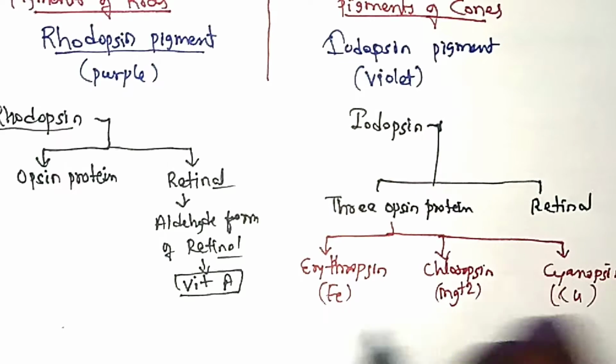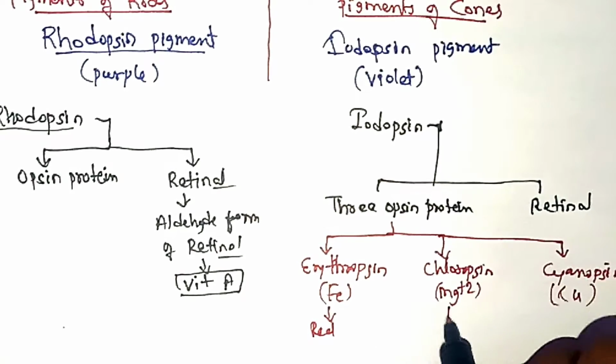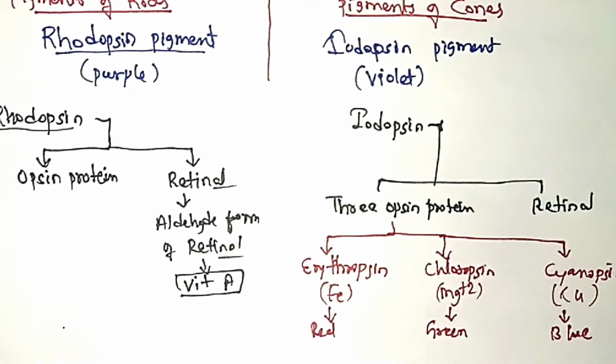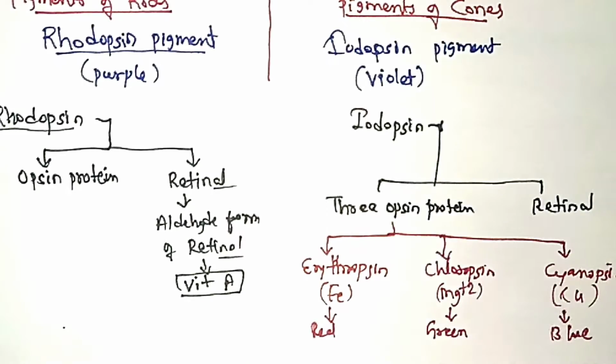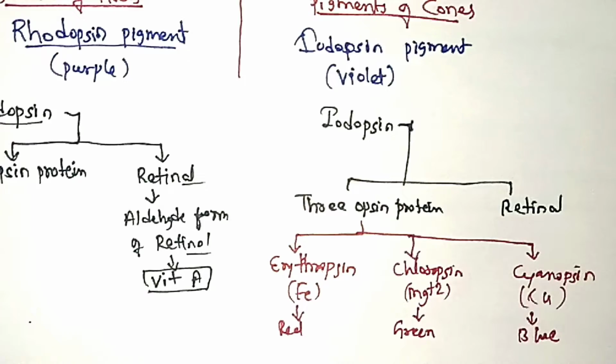So what is this color? Red color. And chloropsin color is green, like chlorophyll. Cyanopsin means copper means blue. So these are the pigments of these cones. Now we will discuss the mechanism of vision.